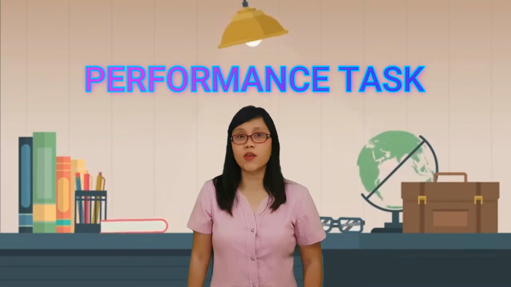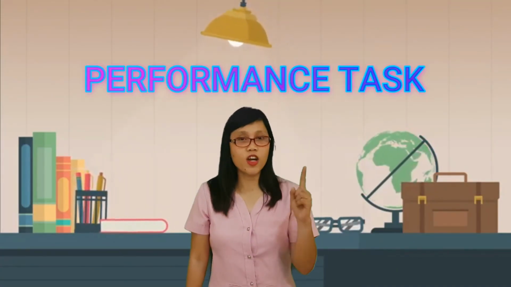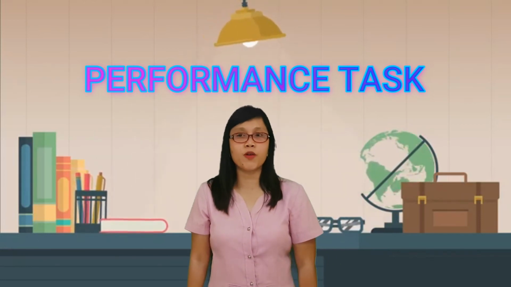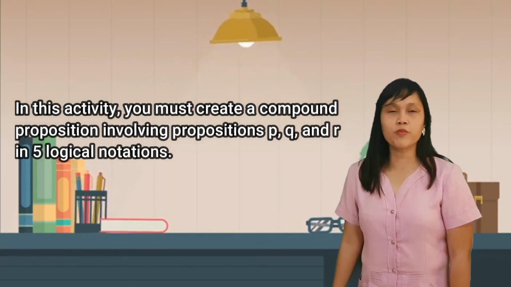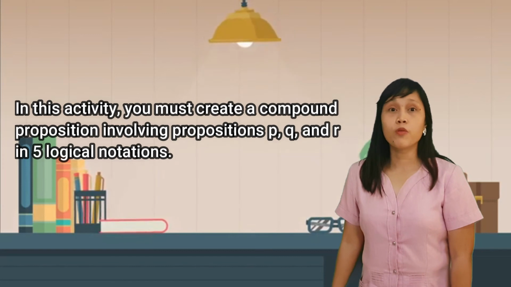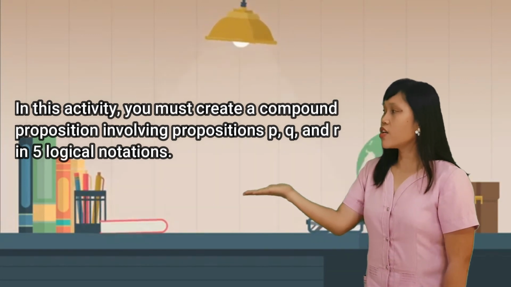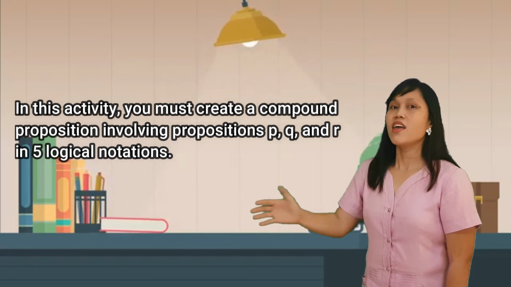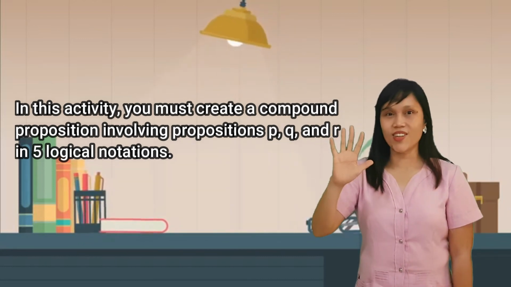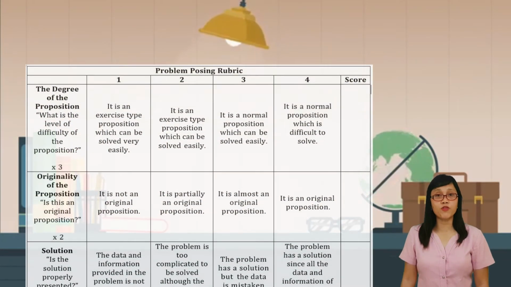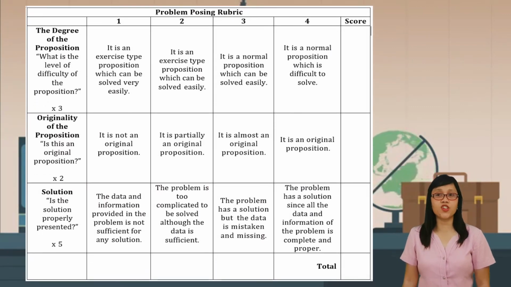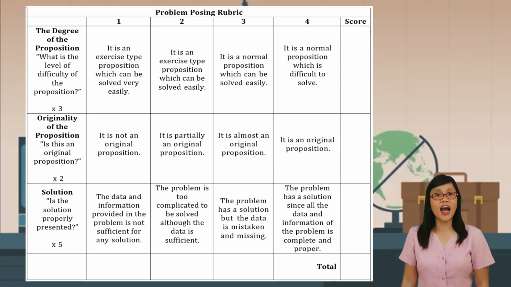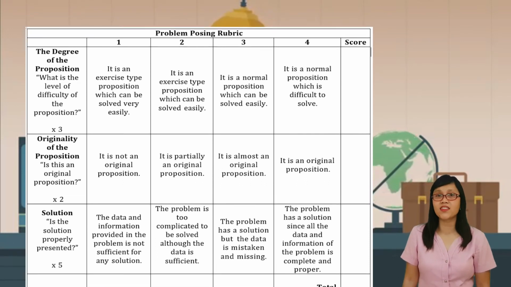Of course, we need to deepen your knowledge and skills. For your performance task, let us have the proposition posing activity. For this activity, you must create a compound proposition involving propositions P, Q, and R in 5 logical notations. Check your work. I will follow the rubrics given. The rubrics is composed of 3 criteria: the degree of the proposition, originality of the proposition, and solution. The highest score possible for your performance task is 40 points.